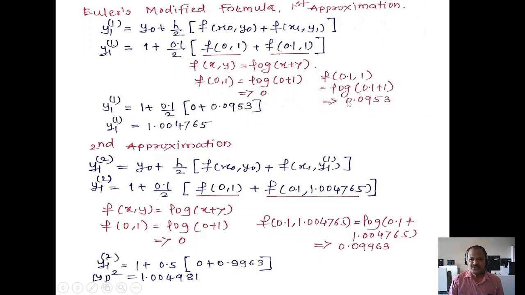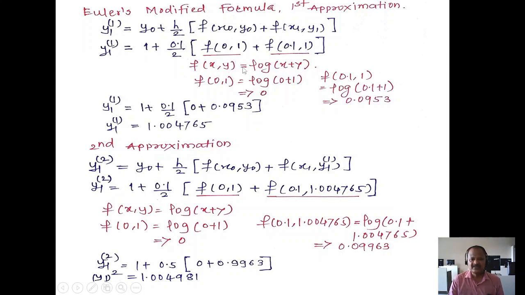So this 0 and this 0.0953 you can put in this equation. The equation becomes 1 plus 0.1 divided by 2, which is 0.5, into the bracket 0 plus 0.0953. So the first approximation of y1 is 1.004765.